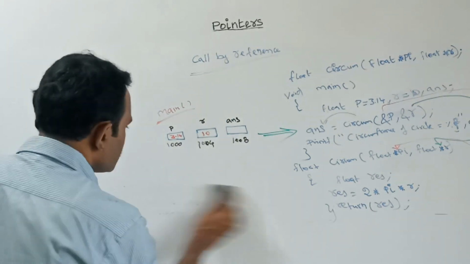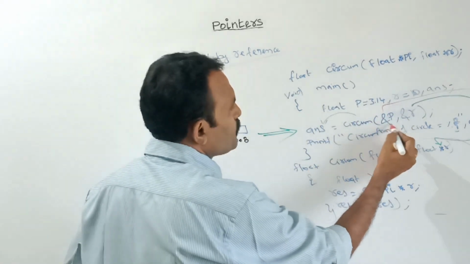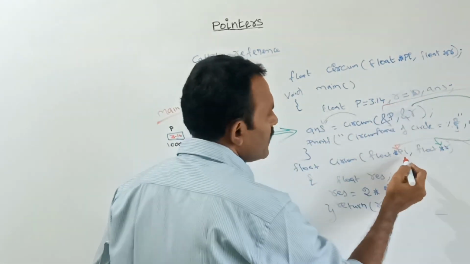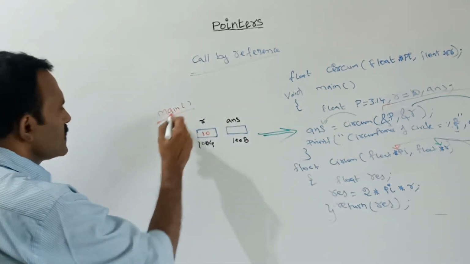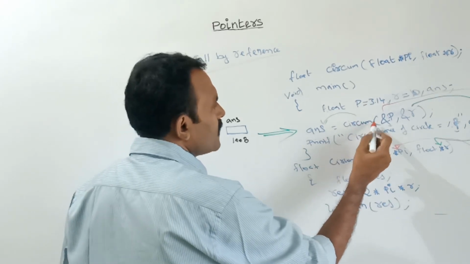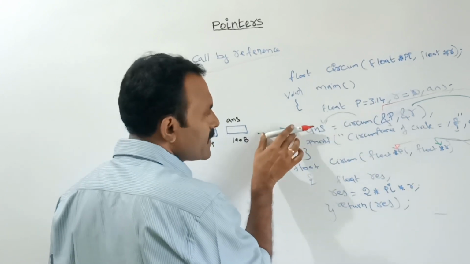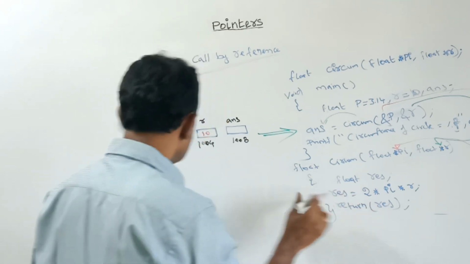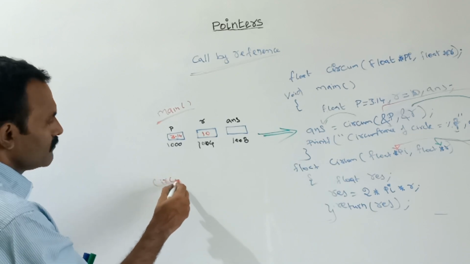Now let us come to the program. The address of p, that means this 1000, will be passed to pi. Now this is the main part. Once the controller reaches the function call, it jumps to the function definition part. After this statement, it goes to the function definition.